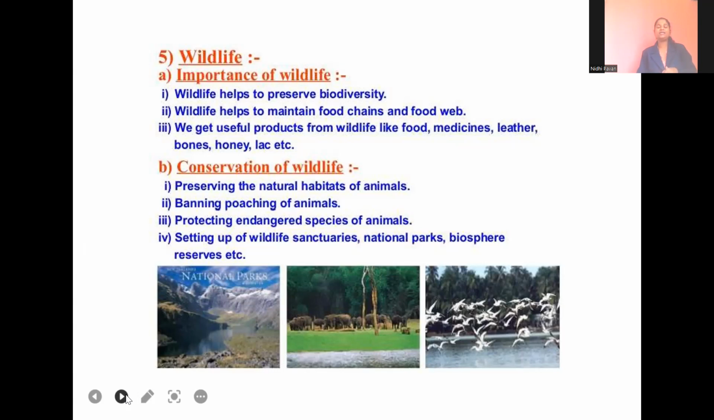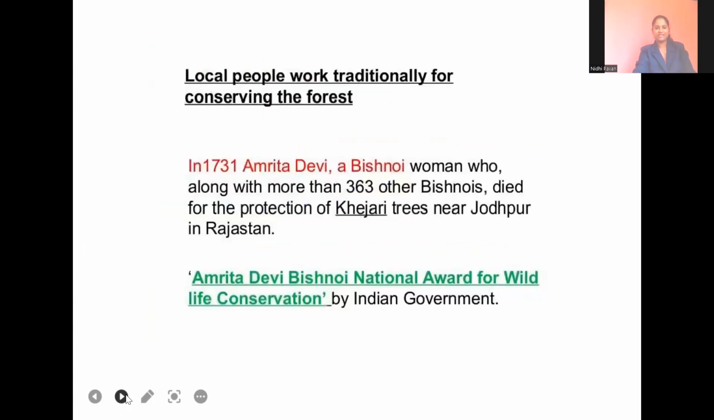The next one is setting up of wildlife sanctuaries. By setting up these wildlife sanctuaries and national parks, a normal human being or hunters, anyone, cannot go inside such wildlife sanctuaries and national parks without the prior permission of the government. So, like that, wildlife can be conserved.